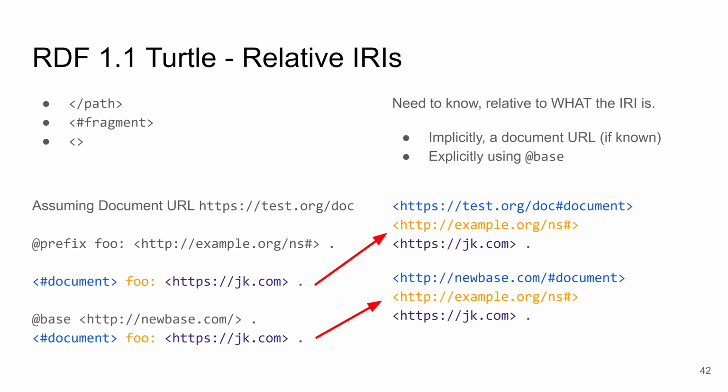what is important is what happens when there is no base defined, which is the first case. In the first case, you can see hash document. It is a relative IRI, but at that time, there is no base defined in the file. So in that case, you take the document URL as a base. If you want to define the base explicitly, you can use the @base keyword and define it explicitly. What will happen is that the first triple, even though it looks exactly the same as the second triple, will actually mean something else, because hash document in the first triple has a different base than in the second triple.